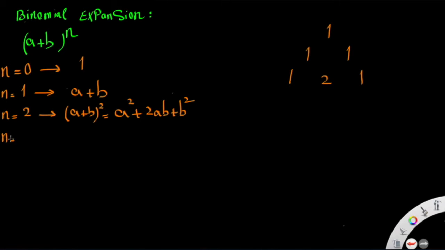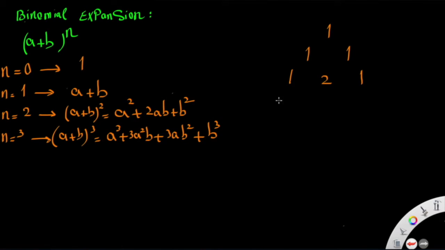If n is 3, so it would be a plus b to the power of 3. After multiplication and expanding this binomial, you will get a cubed plus 3a squared b plus 3ab squared plus b cubed. Coefficients are 1, 3, 3, 1.